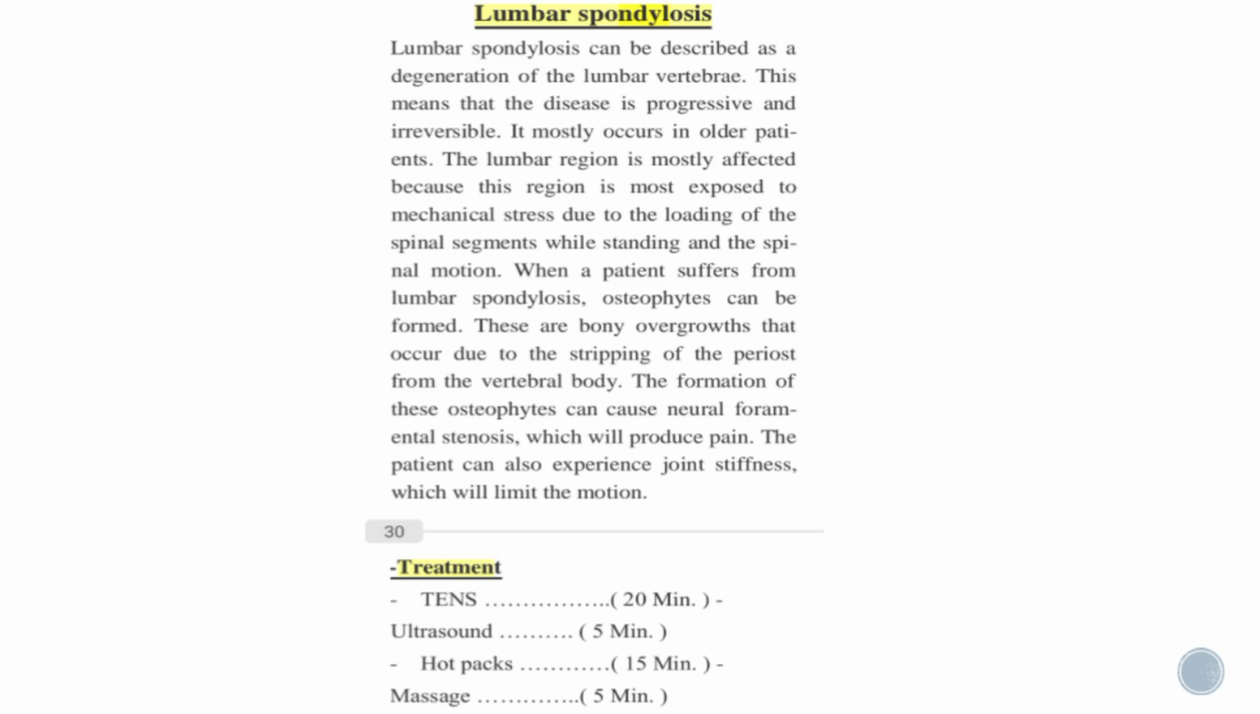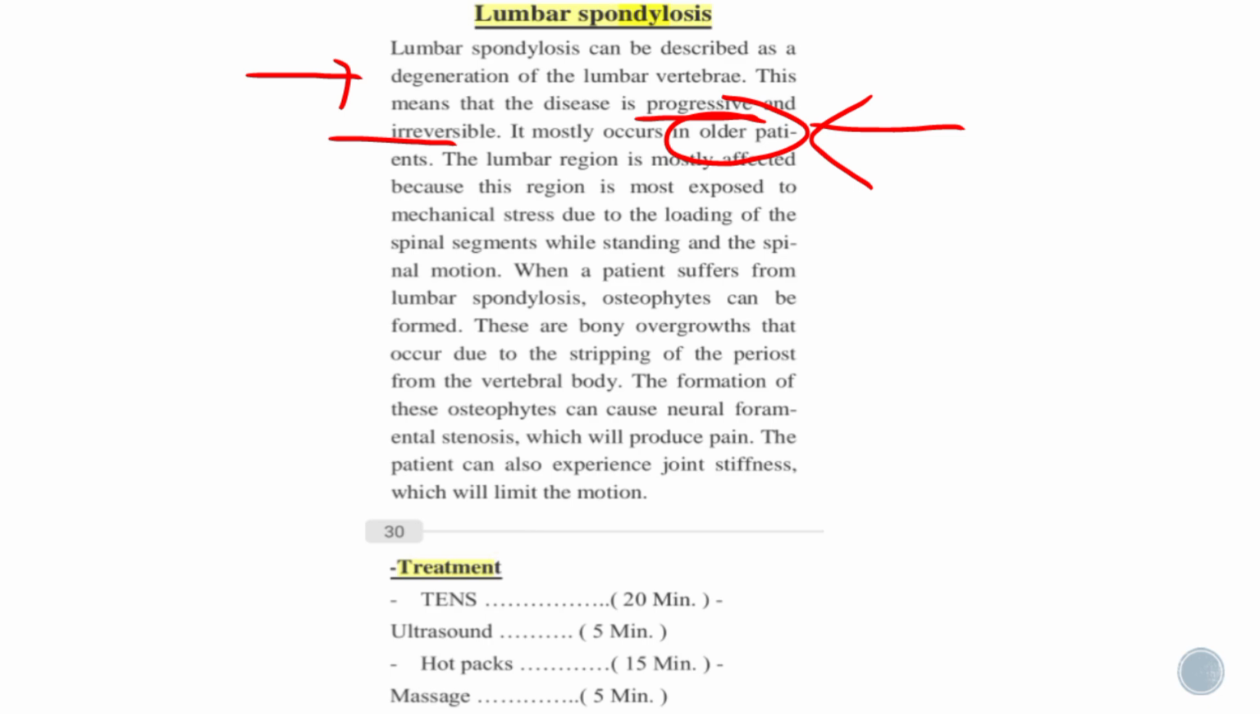Lumbar spondylosis is the degeneration of the lumbar vertebrae. Degeneration mostly occurs in older age. This means that the disease is progressive and degenerative, so it becomes irreversible. It mostly occurs in old patients. Always remember, in older patients there is lumbar spondylosis. There is also osteophyte formation in the case of spondylosis. It's also important to remember.